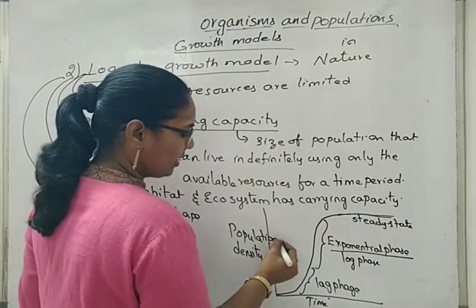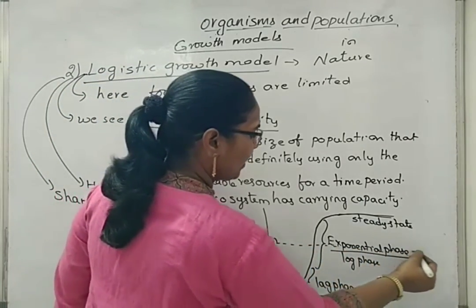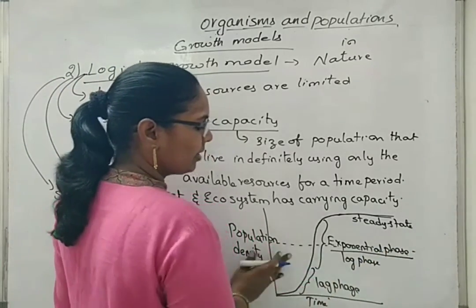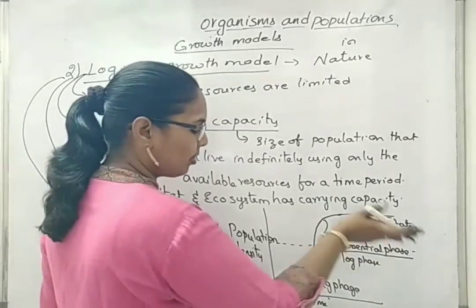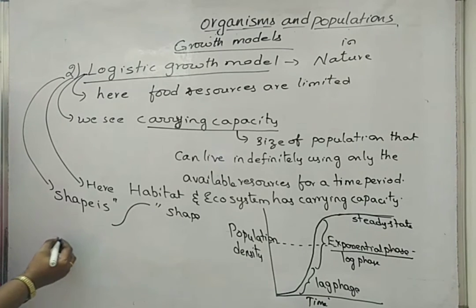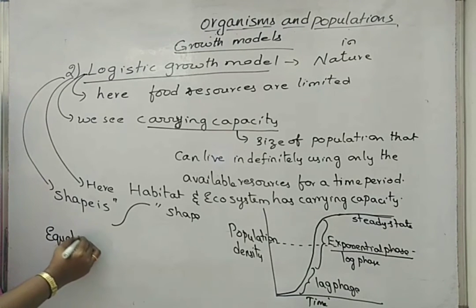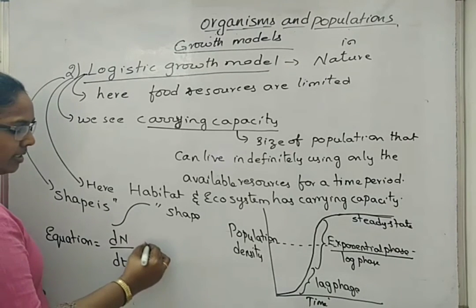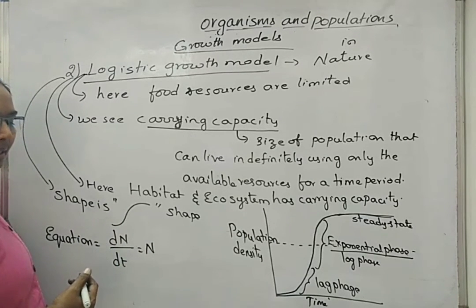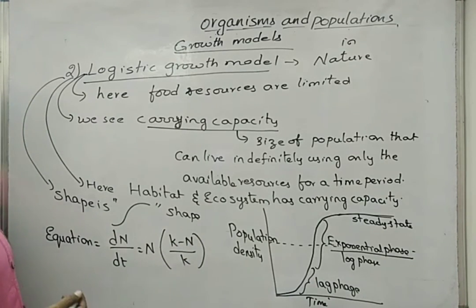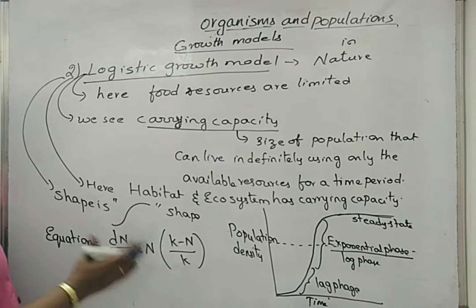Here, the carrying capacity can be written as a horizontal line like this. It means the organisms, from the beginning to the end of the population growth, use only the available resources while increasing their number. Now, the equation used to calculate the logistic growth curve is: density of the population at a given time period equals total number of organisms in that population times K minus N by K. What is this K? K indicates carrying capacity.